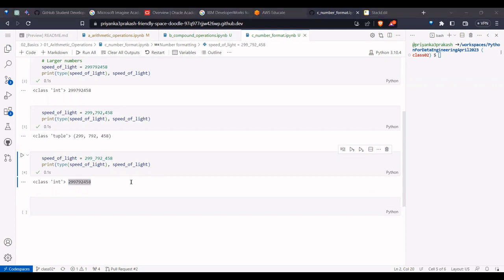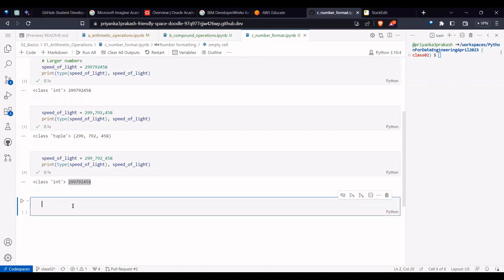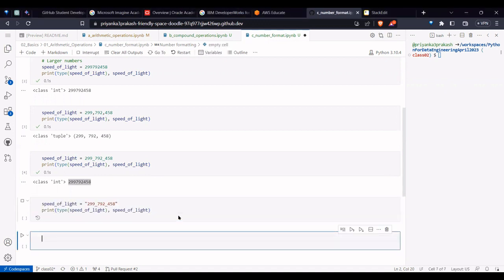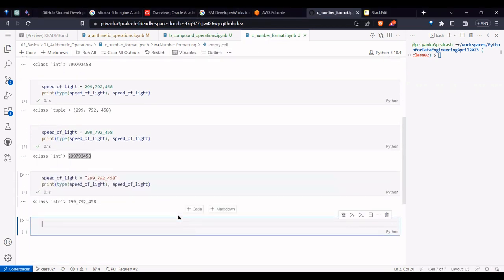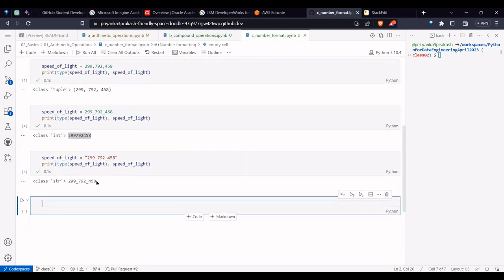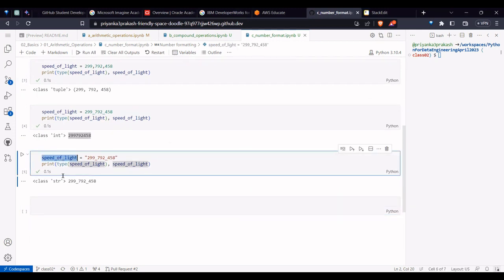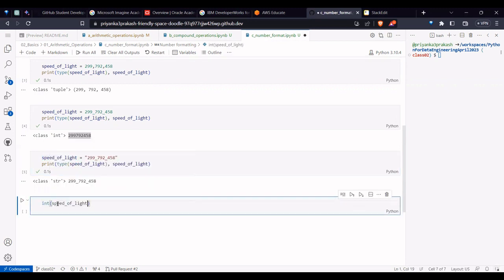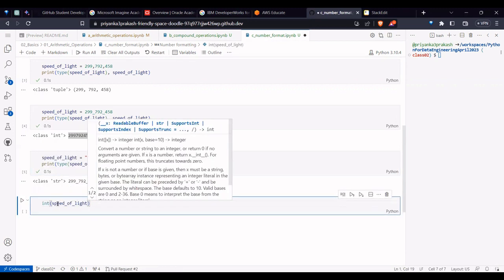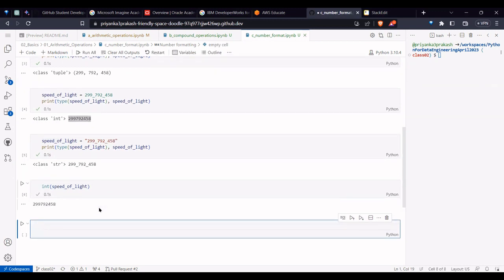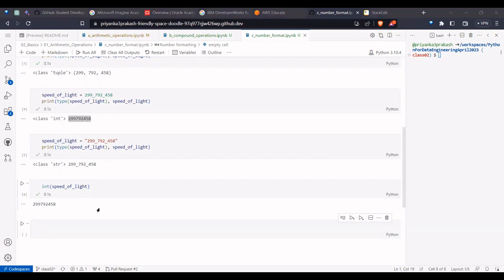But if you place the number within quotes, then it is a string. As it is a string containing a number, we can convert it to an integer also. That is a possibility. I showed the int built-in function. We can convert it to an integer, and it will process like that. So integers can be defined like this.